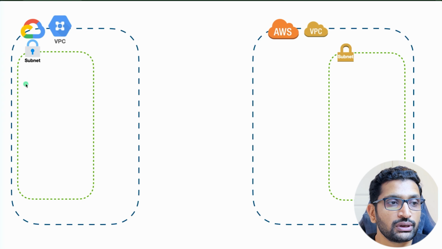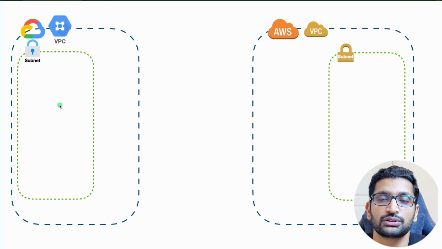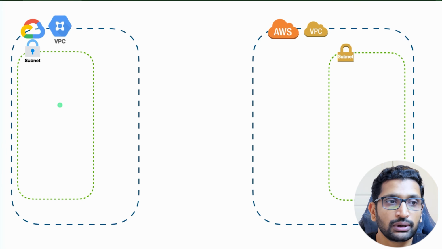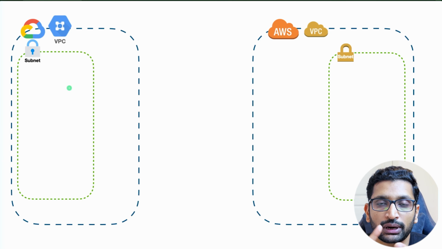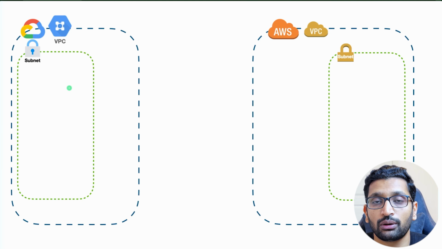Here you can see we need to create a subnet, and I have limited space on this particular slide. That's why I cannot show you the private and public subnet, and I'm just showing a single subnet component, but in reality we will be creating one private subnet and one public subnet on both AWS as well as GCP. So let's start with AWS.